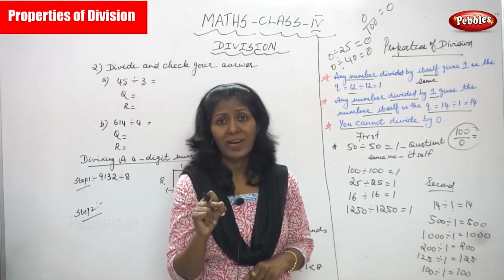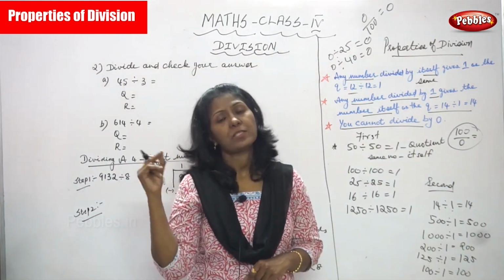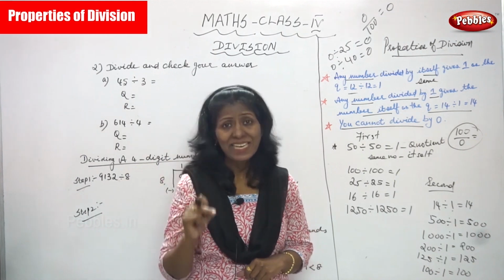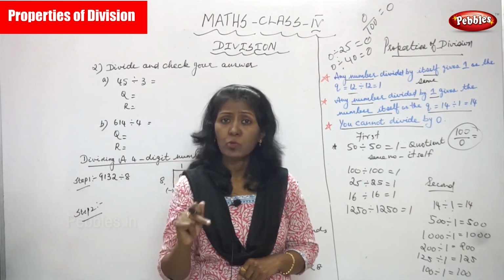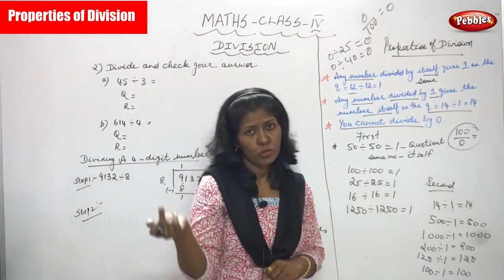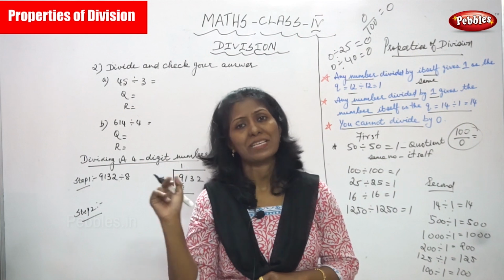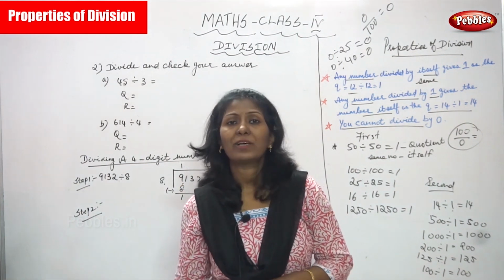0 divided by 1, you can get 0 as a quotient. 0 divided by 10, you can get the answer 0 as a quotient. 0 divided by 1000, you can get 0 as a quotient. 0 divided by 10,000, you can get 0 as a quotient. So don't forget it.